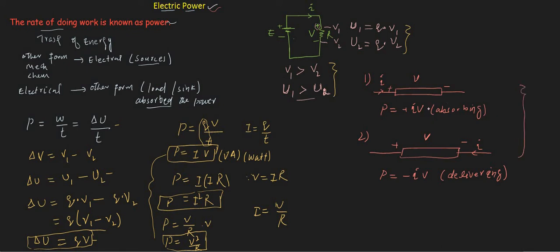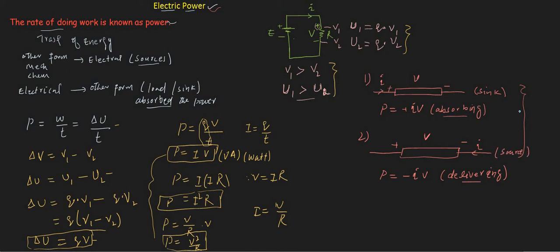So if the power is positive, then the component is absorbing the power, and this component is called a load or a sink component, a sink. And if the power of the component is negative, then it means that it is delivering the power, and this component is acting as a source.